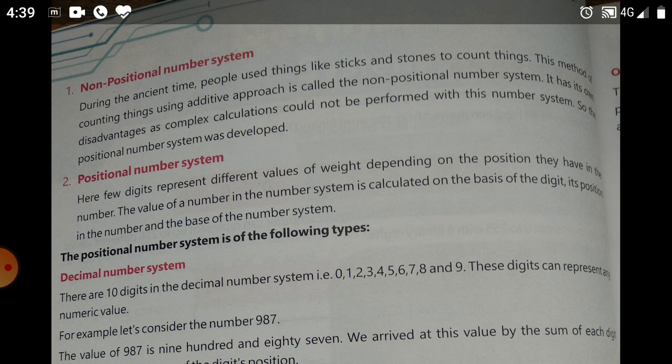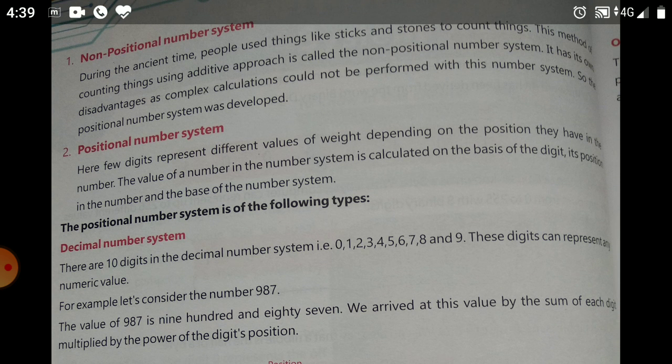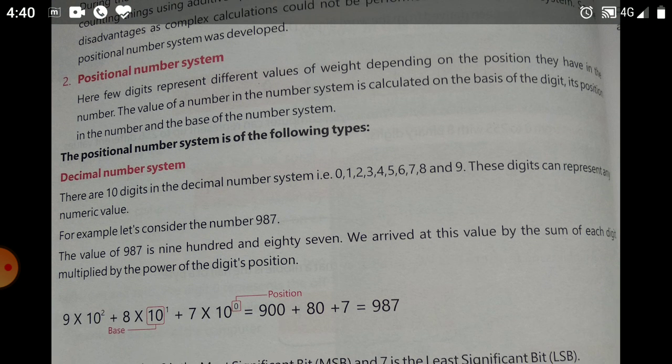It has its own disadvantage, as complex calculation could not be performed with this number system. So the positional number system was developed. Because the non-positional number system has the disadvantage that you cannot use it for complex calculation purposes, after some days people stopped using that system and shifted towards the positional number system, which we are using nowadays. Here, digits represent different values or weights depending on the position they have in the number.